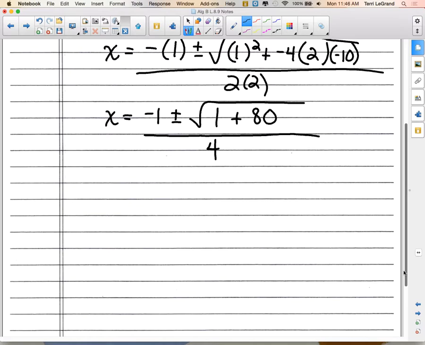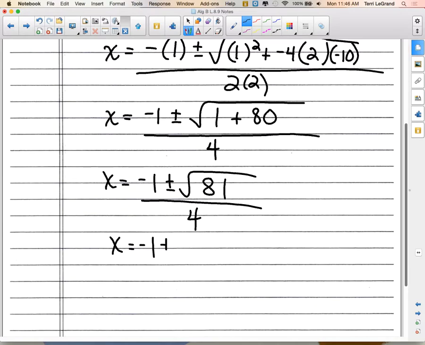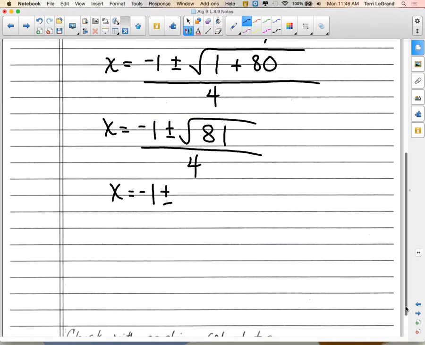We take the opposite of our b value, we square our b value, we do our negative 4ac, we do our 2a. Next, we say, okay, now I'm going to simplify my radicand. It should become 81. Then I'm going to take the square root of my radicand if I can. What's the square root of 81? 9. Okay, so that's going to become plus or minus 9 over 4.